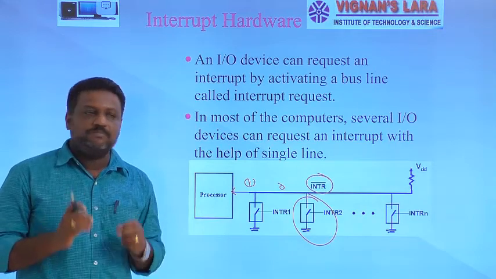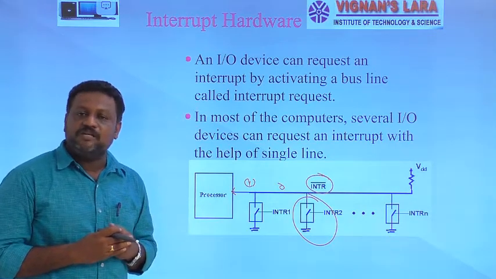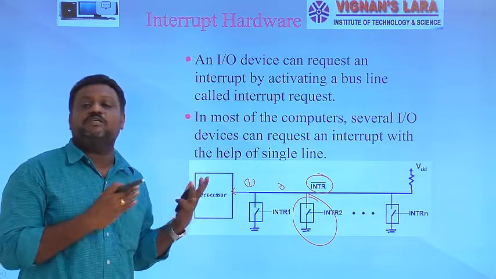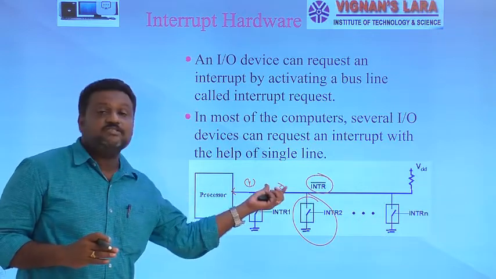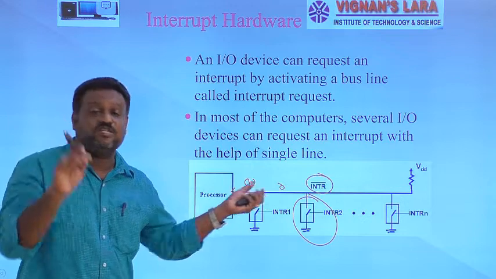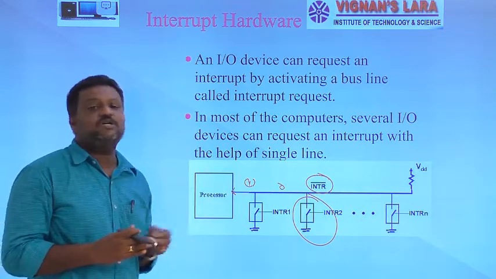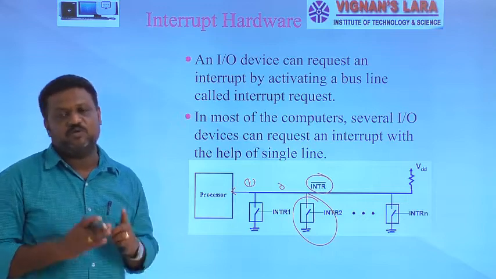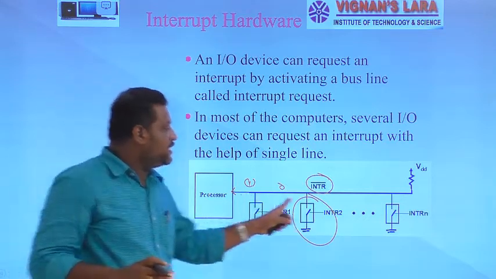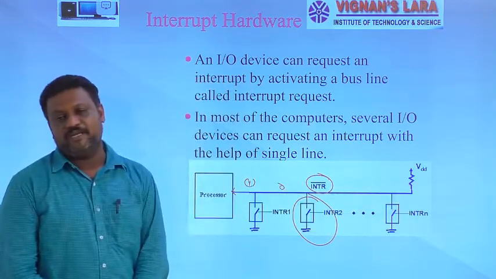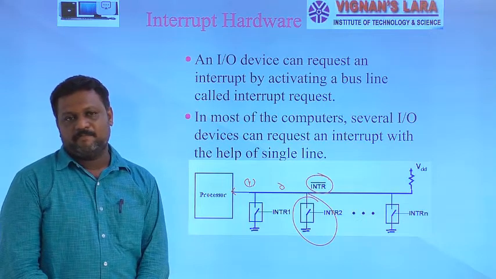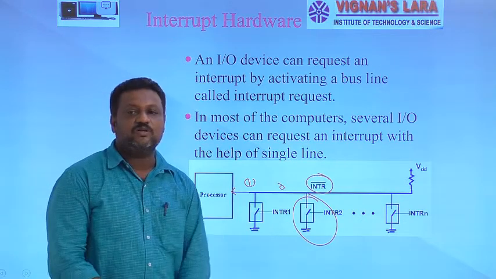So remember the simple logic here: whenever a device sends a request signal to the processor, at that instant the logic level on this INTR bar signal changes to 0. If no device sends a request signal, then the logic level present on this particular INTR bar signal is equal to 1, because at that instant this signal is connected to VDD. So here the switches play a vital role.